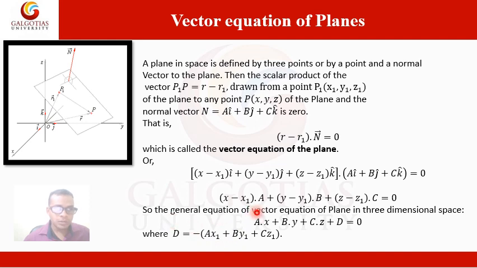So the general equation of the plane in three-dimensional space is given by ax + by + cz + d = 0. What does the d mean? d is given by x1 times a, y1 times b and z1 times c, taking the other side, where these are the point x1, y1, z1. In this way you can have another equation that is called the vector equation of a plane in three-dimensional space.